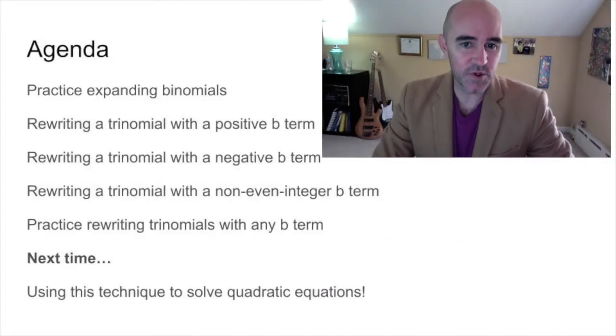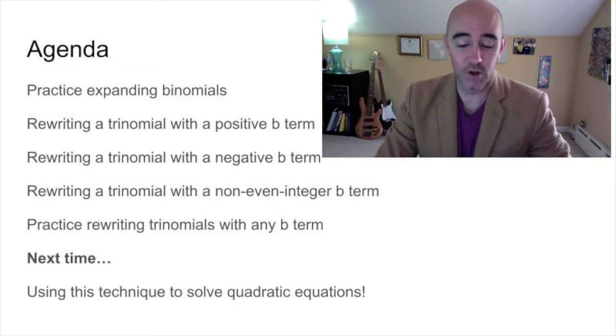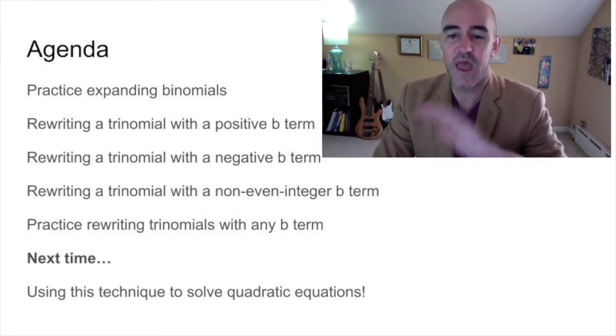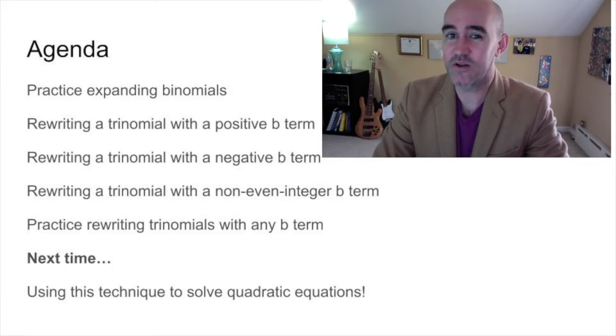So today, here's what we're doing. First, we're going to practice expanding binomials. We're then going to rewrite a trinomial with a positive b term, like x squared plus 10x plus something. Then we're going to do the same thing with a negative b term, x squared minus 10x plus something. We're then going to rewrite a trinomial with something that's not an even number, that's not x squared plus 10x, but more like x squared plus 7x, or x squared plus 7 halves x. We're then going to practice rewriting trinomials with any b term, and you're going to get plenty of practice. Because next time, we're going to be using this technique to solve quadratic equations, and I want to make sure that you have a lot of practice here.